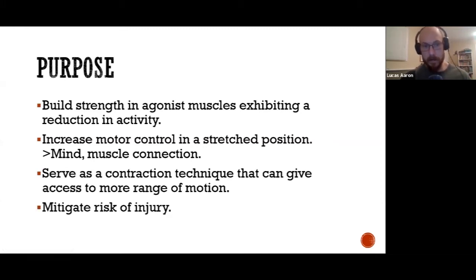And in doing all of these things, we're mitigating risk of injury, building strength in positions where we haven't been active, and in muscles that haven't been active. I mean, that is a primary solution to mitigating the risk of injury.